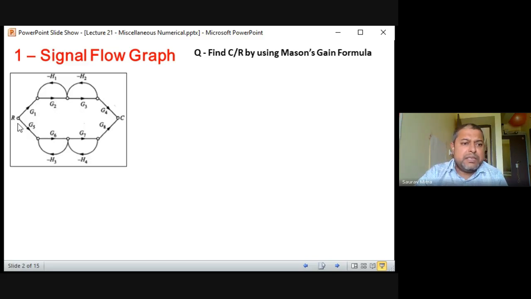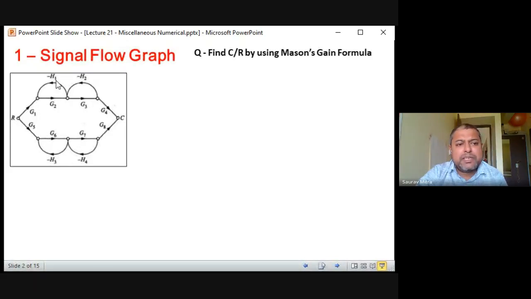So what is the numerical here? You are finding that this top forward path G1, G2, G3, G4, they are not touching these 2 loops. Okay, and the second forward path G5, G6, G7, G8, this is not touching these 2 loops. Okay, so there is nothing different, difficult in this. We have solved this kind of a numerical there.